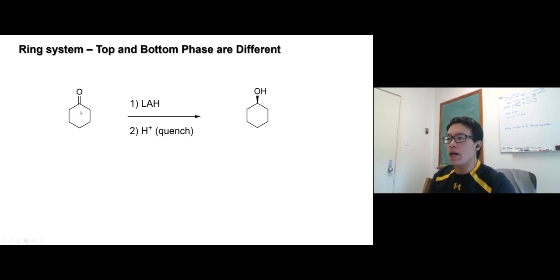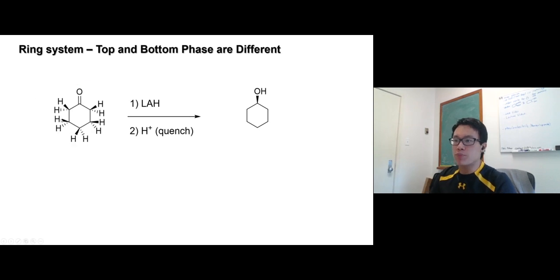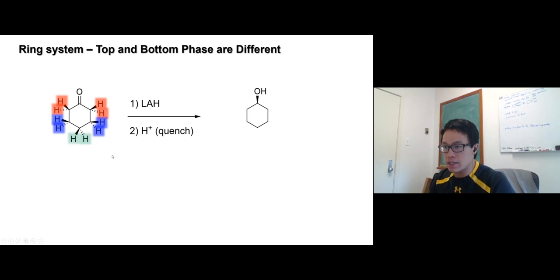Same thing, similarly, in the ring system. Look at cyclopentanone on the left side. So this is flat, right? I just want you to imagine this like a paper plane. It's just like a flat paper, like on the screen. Now all these protons pretty much, so these four protons are the same. These are the same, and these are the same. So three different signals. But once you add LAH, you get an OH pointing up.